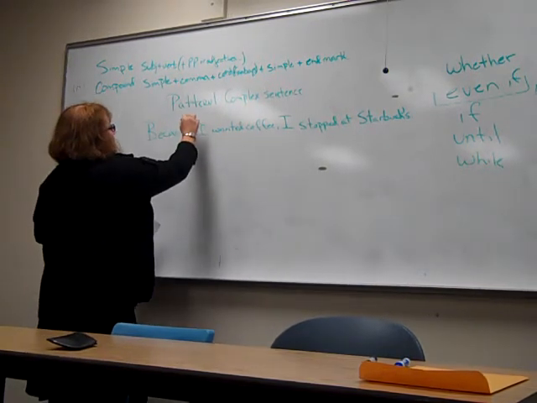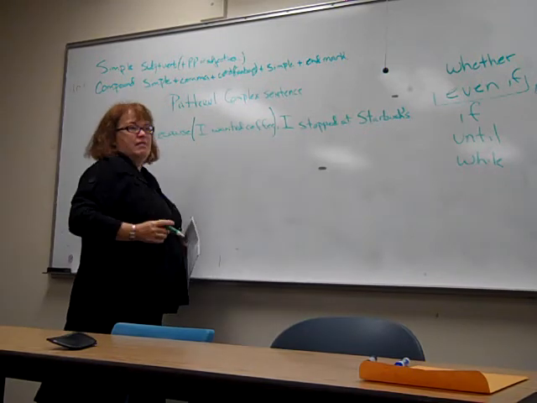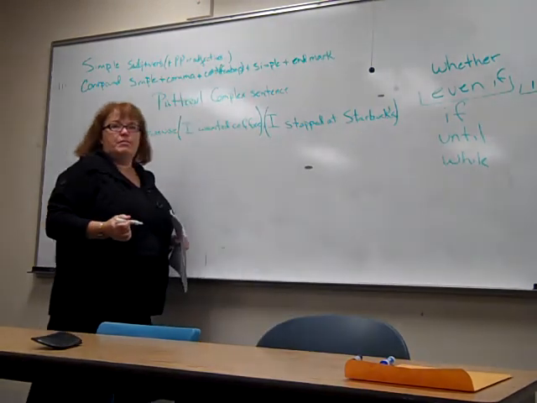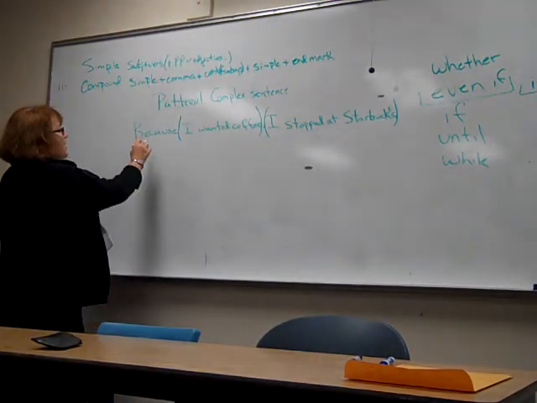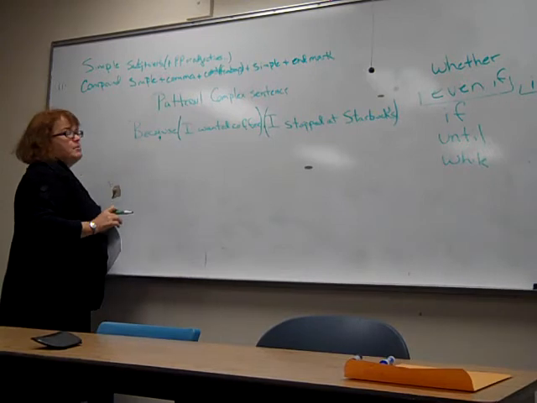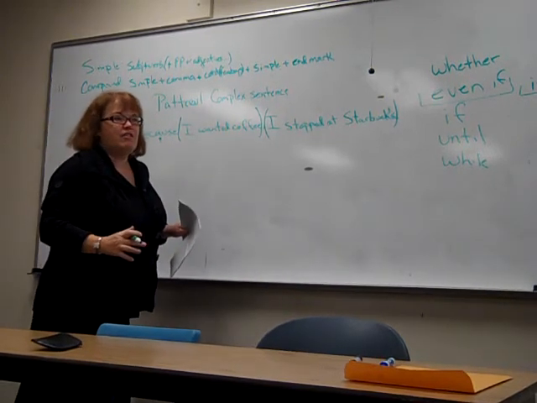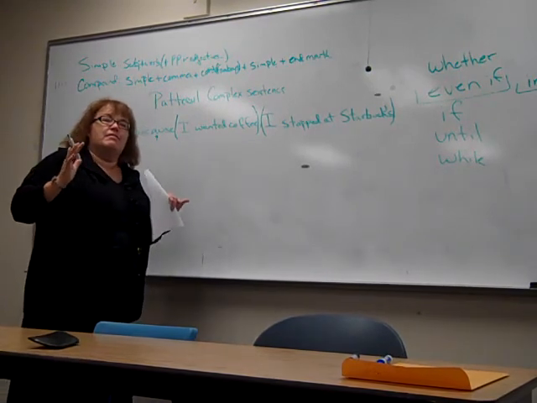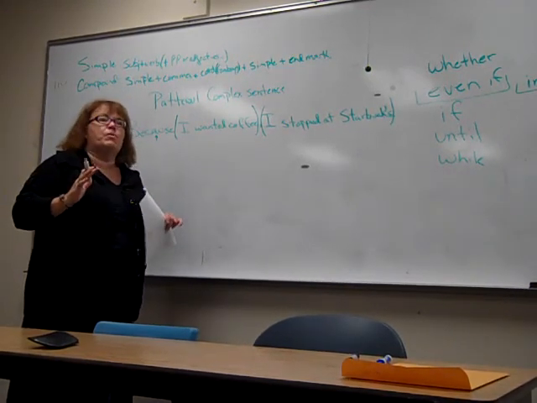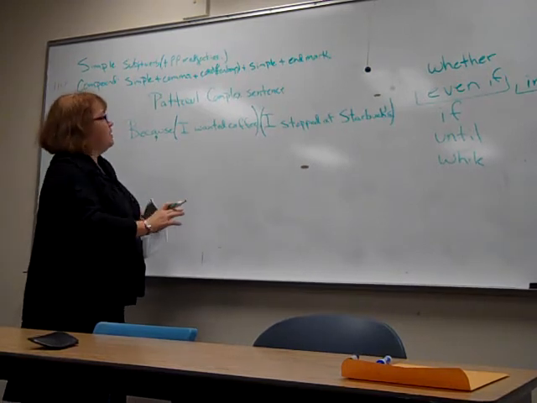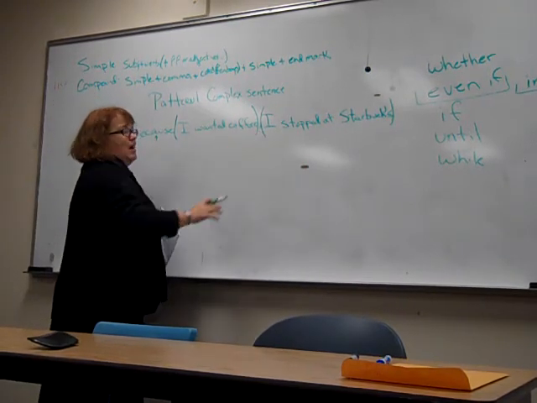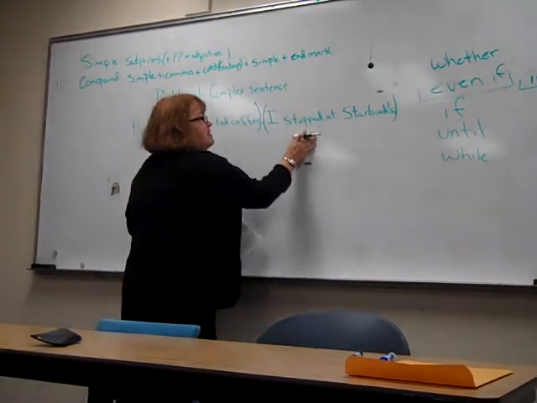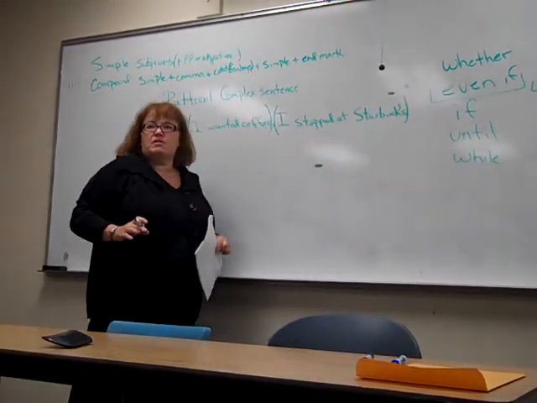So, because. Look at this. I wanted coffee. Simple sentence. I stopped at Starbucks. Simple sentence. What I've done is make one part depend on the other. One part of this complex sentence is less important than the other. What's the important one? I stopped at Starbucks. With this pattern, the end simple sentence has more importance.